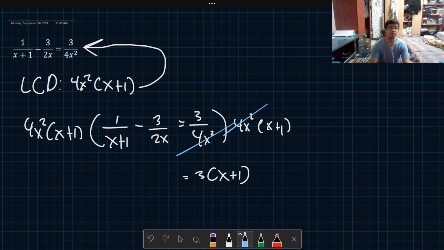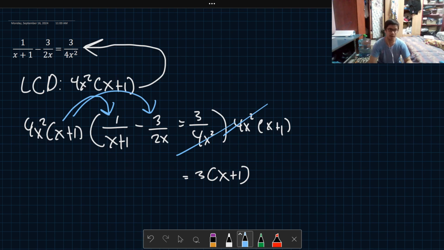Now we will proceed to the left. As you can see, we have more than one term. We have 1 all over x plus 1 and 3 over 2x, right? So we're going to multiply this to each of the terms. Multiply the LCD to each of the terms.